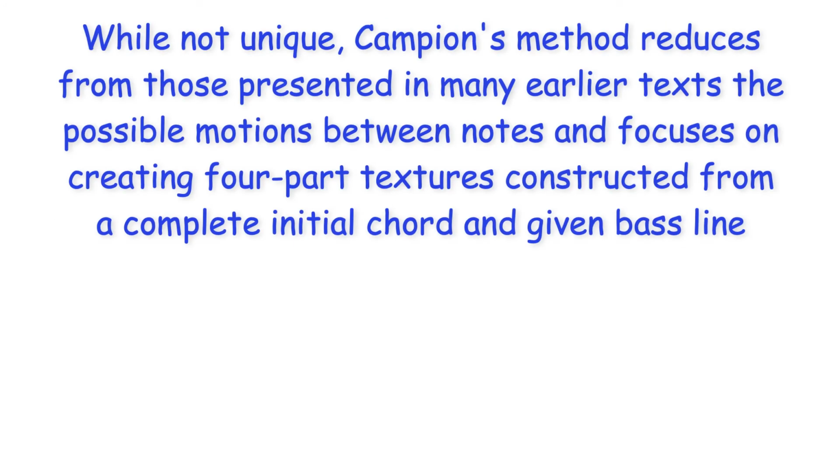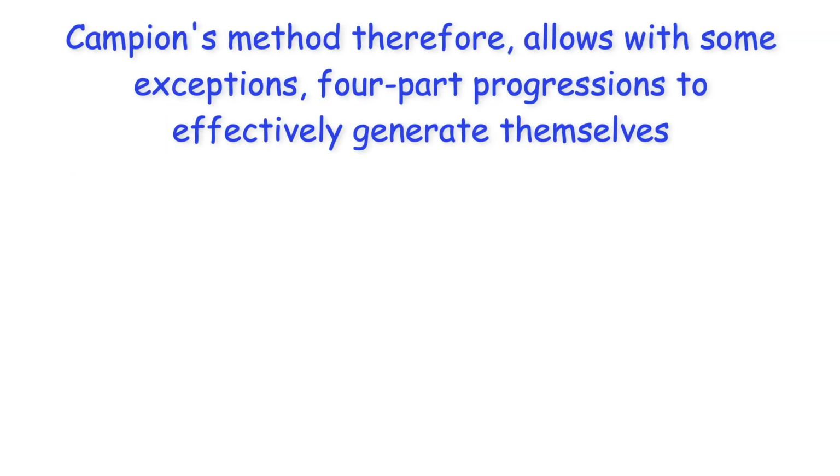While not unique, Campion's method reduces from those presented in many earlier texts the possible motions between notes and focuses on creating four-part textures constructed from a complete initial chord and given baseline. Campion's method therefore allows, with some exceptions, four-part progressions to effectively generate themselves.